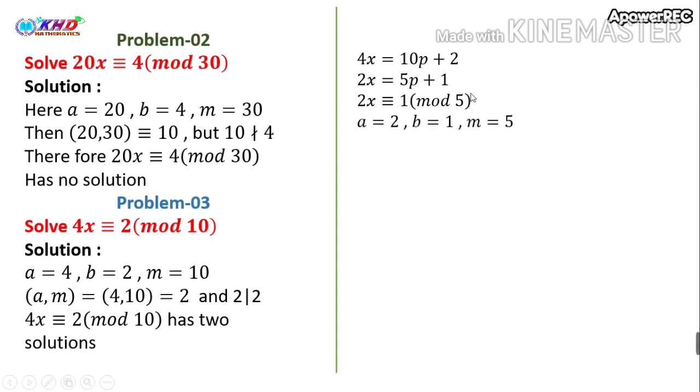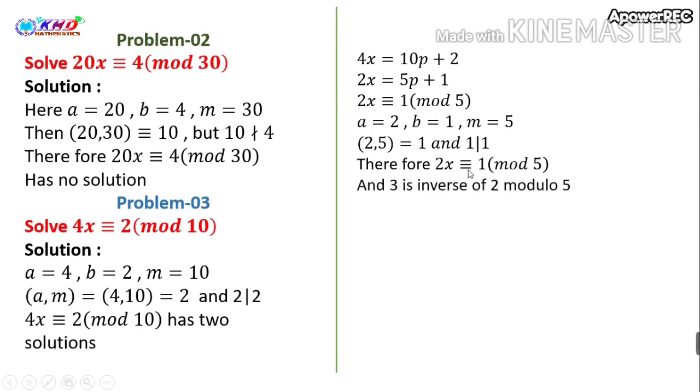So again I apply the rule of solving the problem, that is the a value here is 2, b value here is 1 and m value here is 5, and GCD of 2 and 5 is 1, and our GCD 1 divides our b value 1, hence this has a unique solution. 2x congruent to 1 modulo 5 has a unique solution, and 3 is the multiplicative inverse of 2 modulo 5 because 3 twos are 6, and 6 is equivalent to 1 under modulo 5.